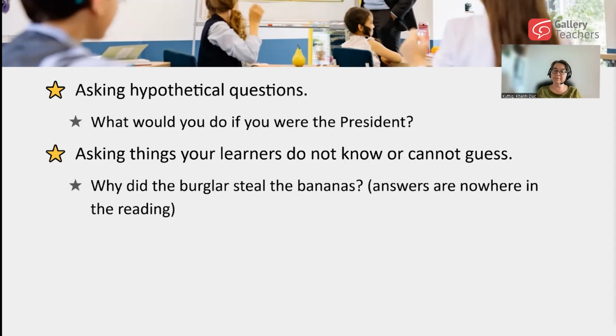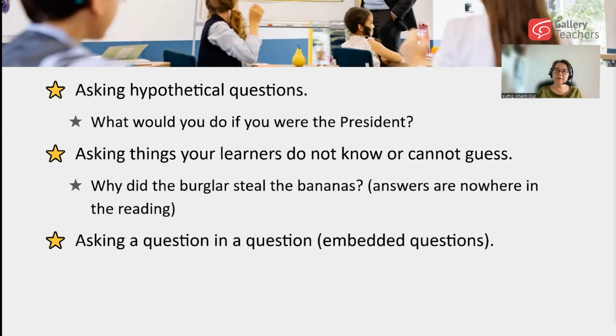For instance, you've given them a reading about a robbery, and then you ask them the question, you think it's a good question: why did the burglar steal the bananas? Now, the answers are nowhere to be found in the text. And that's just awkward. That just shows lack of preparation on your part. So if you're creating comprehension questions based on a reading or listening, make sure the answers can be found in the text, in the reading, or in the listening, or they may have a good chance of guessing it.